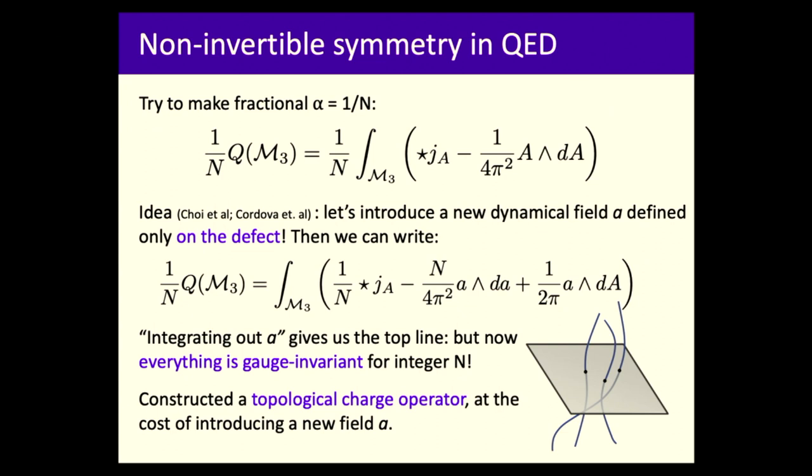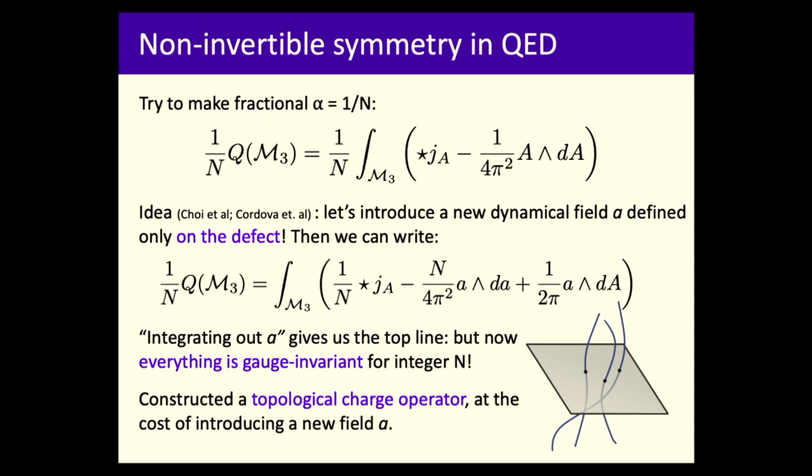In that case, I can write the following object down. A is dynamical. I'm always path integrating over a. There's an action where I have a wedge da, a dynamical Chern-Simons form on the defect alone, and then I couple a to the photon field A, which lives everywhere in the bulk. Now, this action is totally well-defined, because my n here is in the numerator, not in the denominator. So this is completely fine.